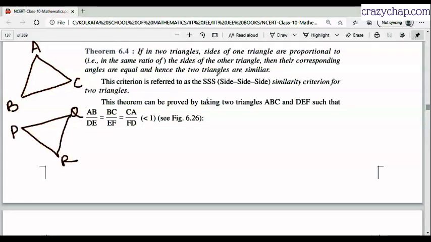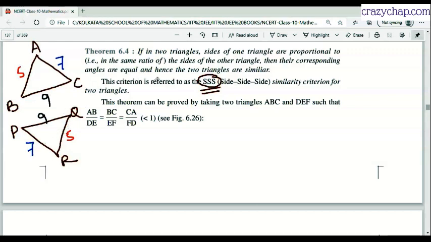The similarity SSS talks about three equal sides. Side, side, side. S is for side. Okay. So side, side, side means two triangles have three sides equal. For example, side AB is 5 and side QR is also 5. Side AC is 7 and PR is also 7. And side BC is 9 and PQ is also 9. So what we are finding here is that the two triangles have all three sides equal to each other, right?